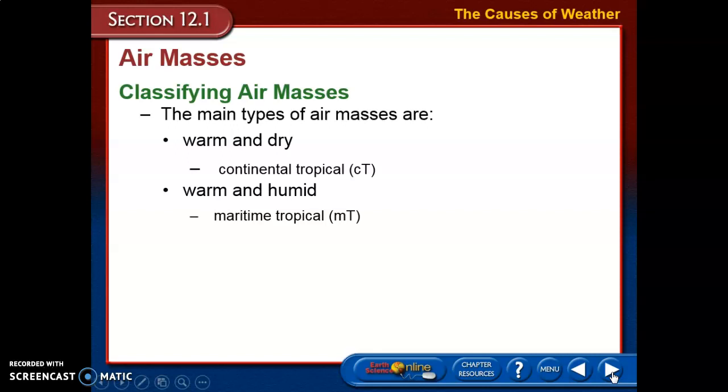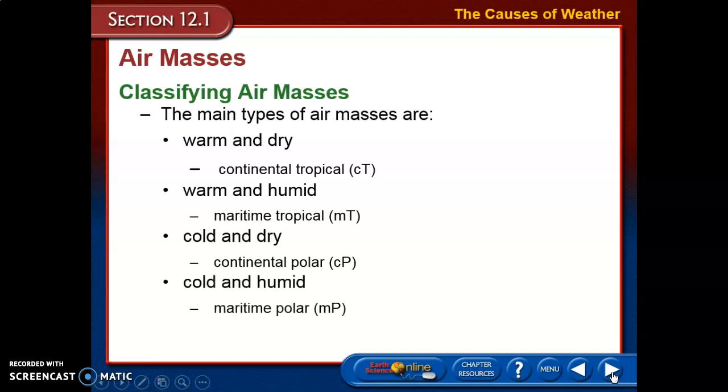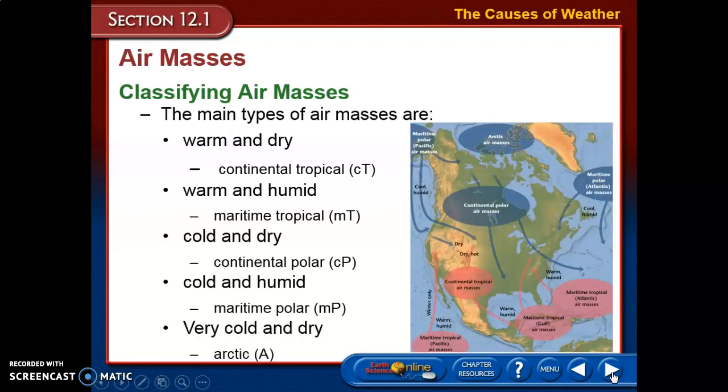So warm and humid areas are maritime tropical because it's over water, so it's going to have that moisture there. If it's over land, say Canada, and it's really cold in the area, it's going to be continental polar, CP. And if it's cold and humid, maritime polar. And just really cold, period, Arctic.